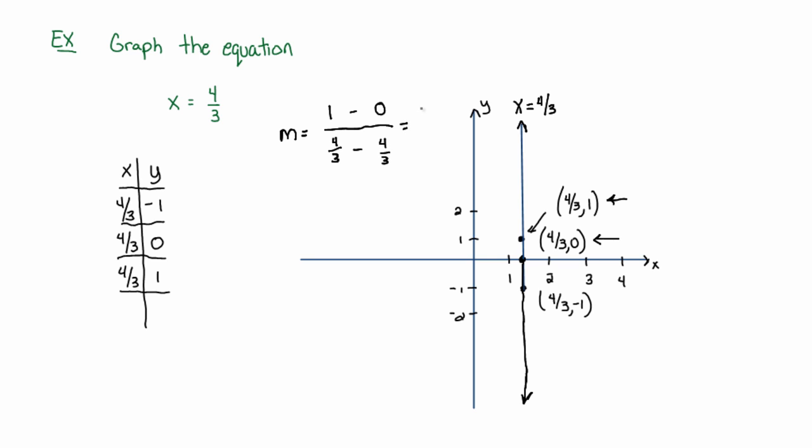The numerator becomes 1, the denominator becomes 4/3 minus 4/3, which is 0. Division by 0 is undefined, so this is undefined. That's exactly why the slope of a vertical line is undefined. Again, it wasn't really being asked by this problem, but a pretty good piece of information.